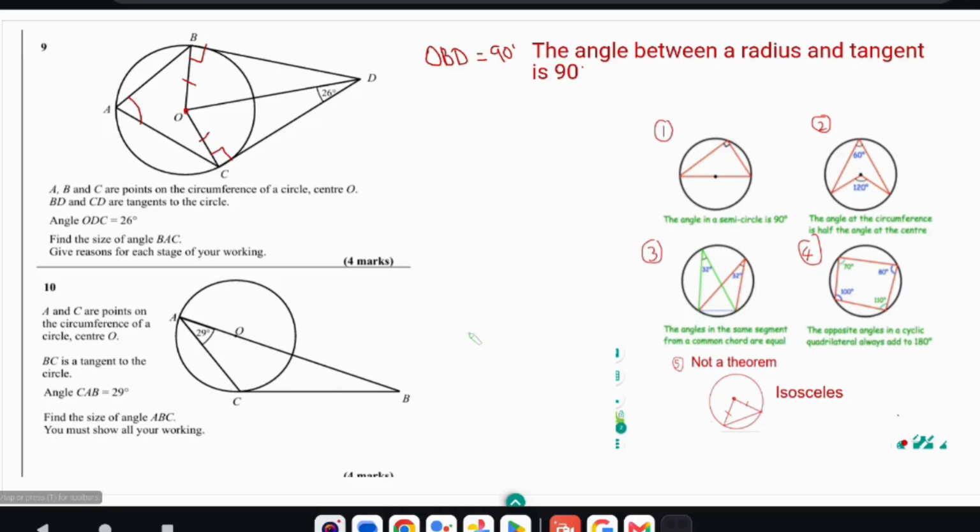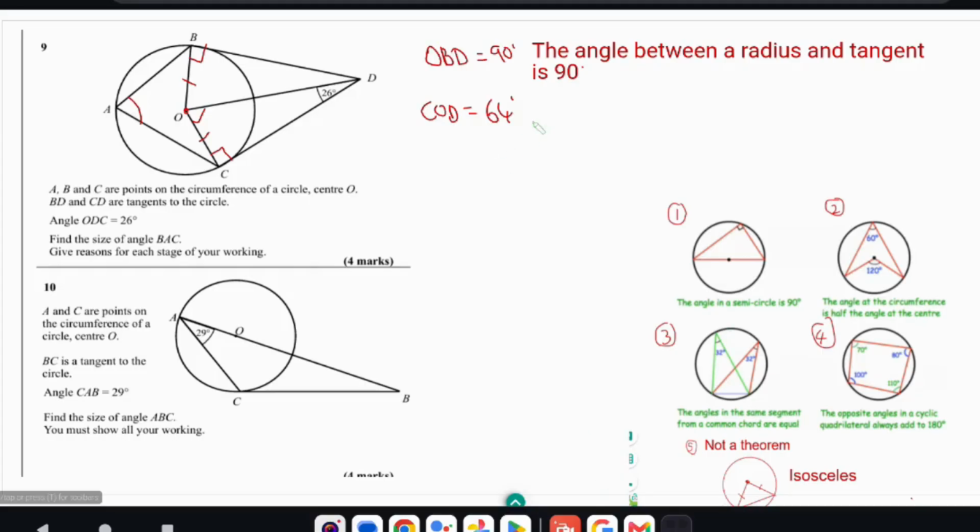Okay, so I've used my tangent theorems. I've got my non-tangent theorems here. But is there anything I can work out here? Well, I can work out that COD, angles in a triangle, add up to 180. So 180, take away 26, take away 90 is 64. I might actually write that as my reason here as well. So angles in a triangle add to 180.